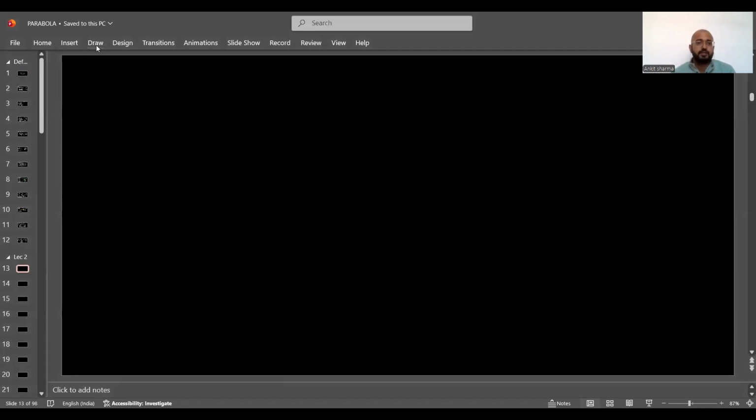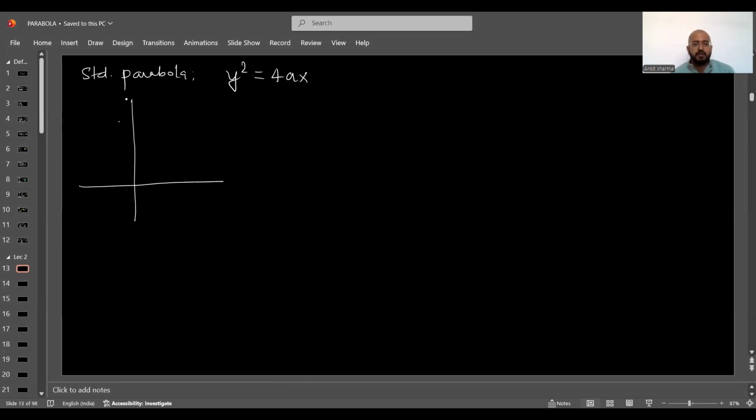So the first one is, if you recall, the standard parabola. The standard parabola is what? We have here y square is equal to 4ax. This is just another way of writing the parabola. Suppose I have here y square is equal to 4ax. This is my parabola, and this is my point P, which is (x, y).